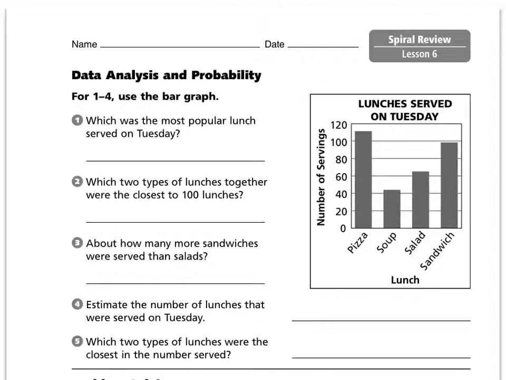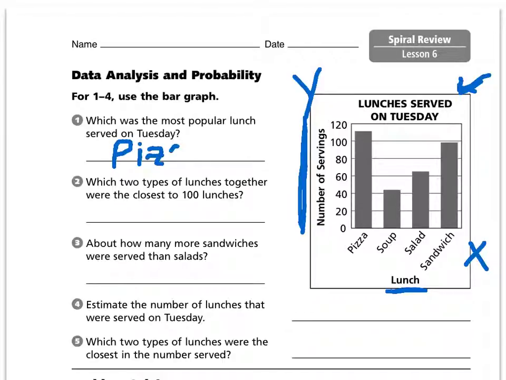You know that the title of the graph is going to be lunches served on Tuesday, so that's all of the lunches. And then I know that the number of servings is going to be the y-axis, and I know that lunches or choices for lunch are going to be the x-axis. So the most popular lunch on Tuesday, you're going to look at the picture and you can see that pizza had about 110. It's the highest bar.